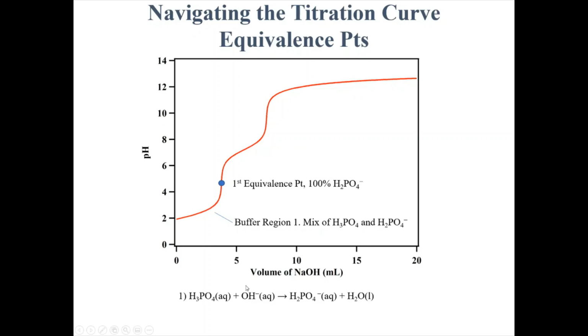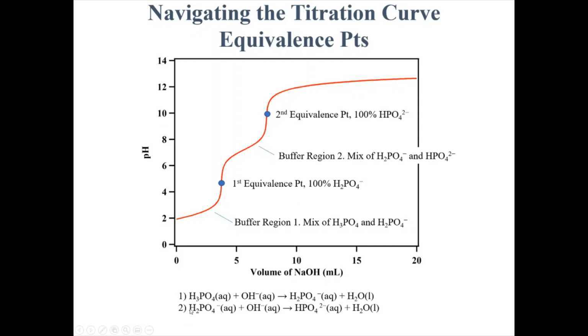Then, once we've added enough OH minus to fully react with the H3PO4, what we're going to have in solution at the first equivalence point is just H2PO4 minus. We've used up all the H3PO4, we've turned it all into H2PO4 minus. So at the first equivalence point, we get 100% H2PO4 minus. And then basically everything starts again.